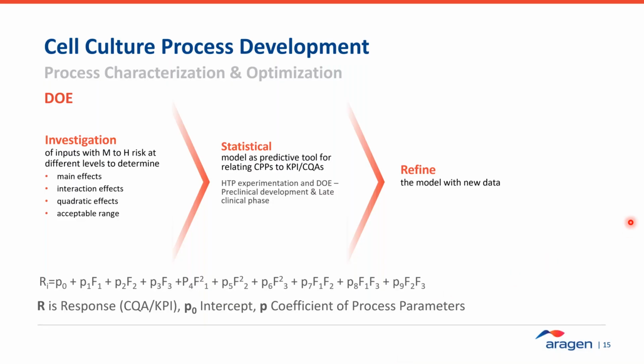So now design of experiments. Design of experiments comes into place for the investigation of inputs with moderate to high levels of risk. With the help of design of experiments, we aim to determine how selected inputs affect process outputs. We come up with a statistical model as a predictive tool to relate critical process parameters to the process outputs, KPI, or critical quality attributes. As we move forward with the process development and we generate more data, we constantly try to refine our models.